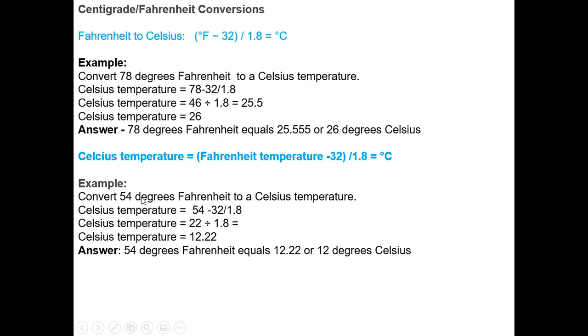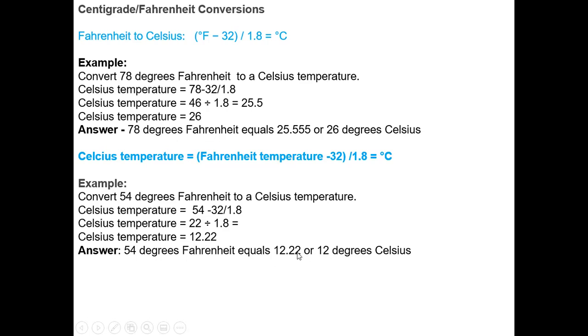Let's look at the next one. Okay, so the next one, we're taking 54 degrees Fahrenheit and we're converting it to a Celsius temperature. So again, we have the subtraction first. We're going to take our Fahrenheit temperature of 54 and subtract the 32, and then we'll divide that by the 1.8. So when we took the 54, we subtracted 32, that gave us 22. We divided it by 1.8, and that gave us 12.22. Again, 54 degrees Fahrenheit equals 12.22 degrees Celsius, and then we rounded it to a whole number.